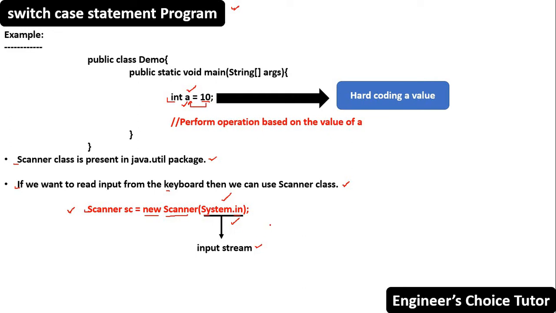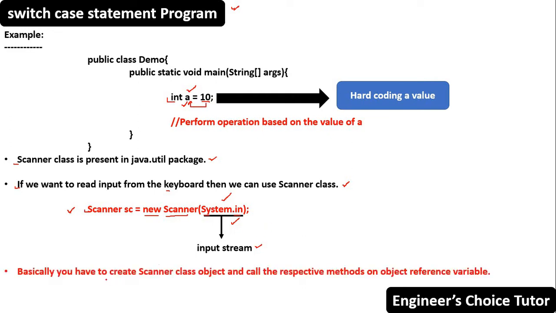Before that, one more point I want to cover. So basically you have to create a Scanner class object and call the respective methods on the object reference variable. Fine. In this lecture, just remember you have to do it like this. No need to think more, no need to go in depth about the Scanner concept. I will teach it in the future. This is a big concept. For now, I am going to use it in my program. So I am just giving you the overview. Fine. So let's see the next example.